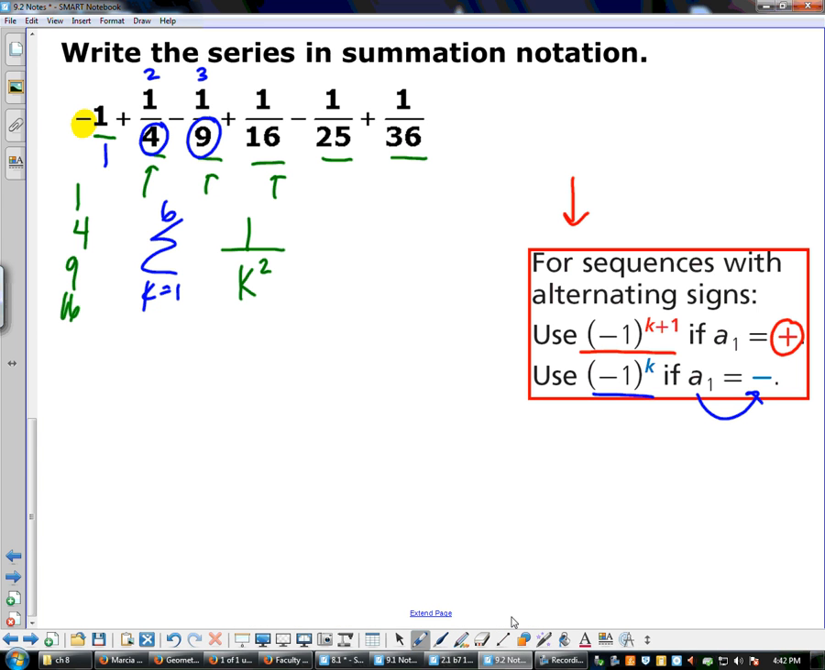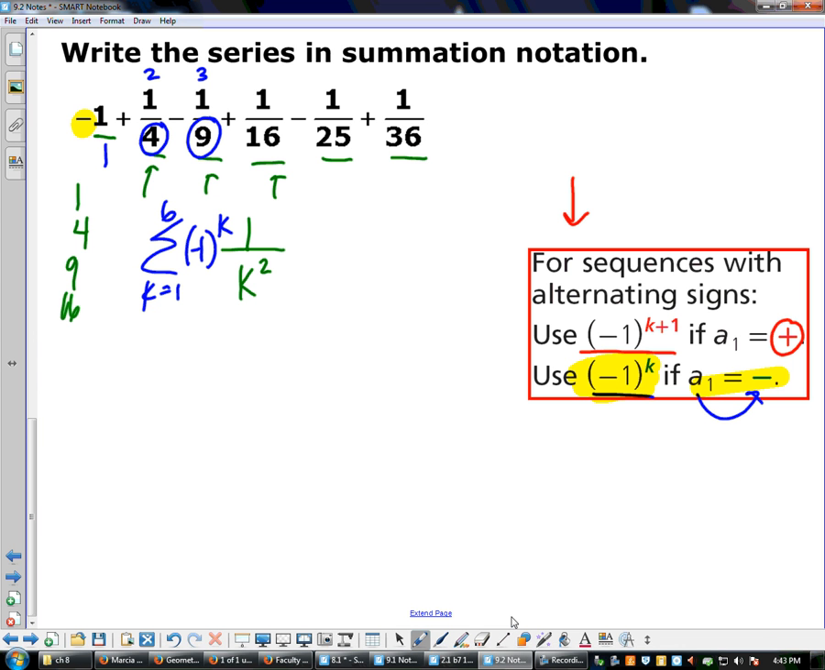It went negative, positive, negative, positive. So we will add in this rule right here because my first term was negative. So in my summation, I will also add in the fact that I need negative 1 to the k power, and that would help us get the alternating signs in my summation there.